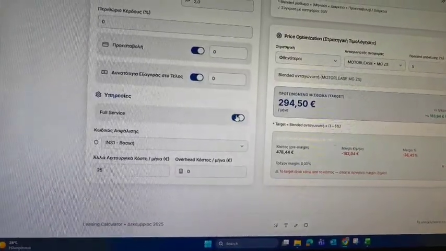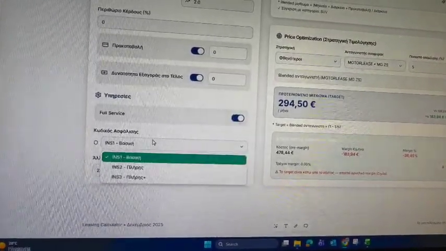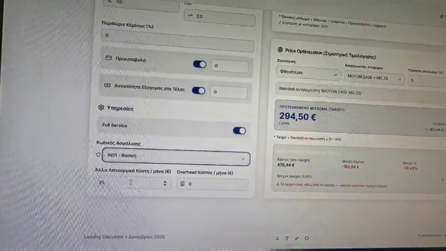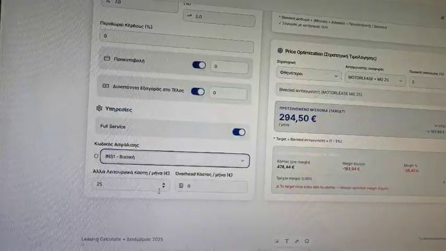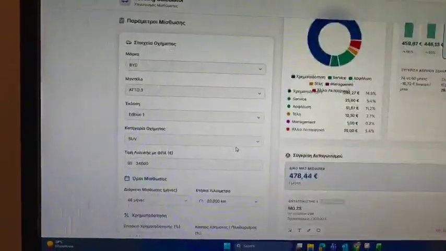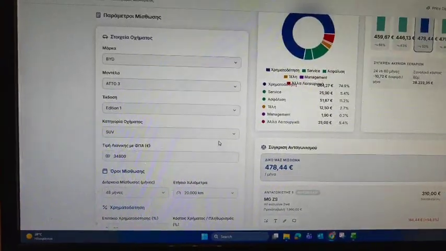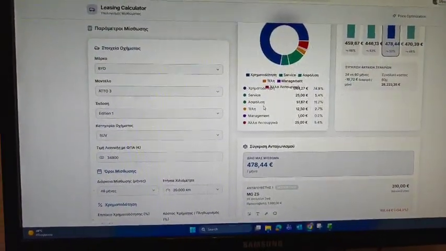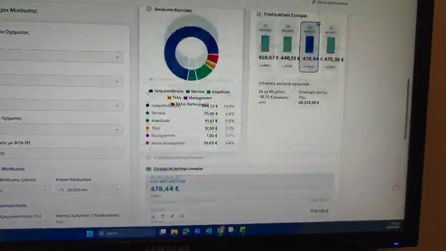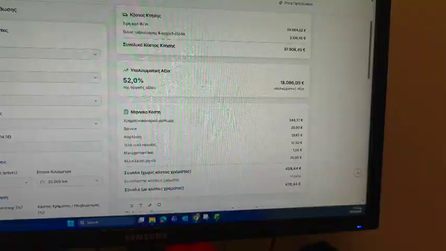If there's full service, here it's also a switch, and then you pick the insurance you want, and it's pulling the rate. And here you've got other operational fees if you had, or overhead costs, whatever. So that's all the app does. It's amazing. It's pulling all the data from the Excel sheet. So it's very important that we structure the Excel sheet with all the information, so it's very clear that it can read the formulas.